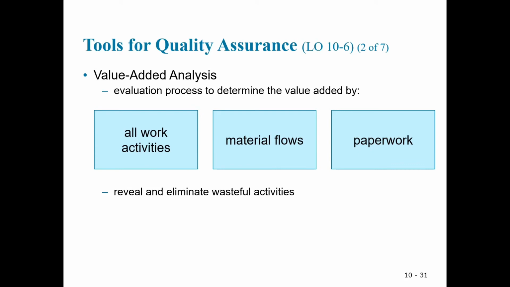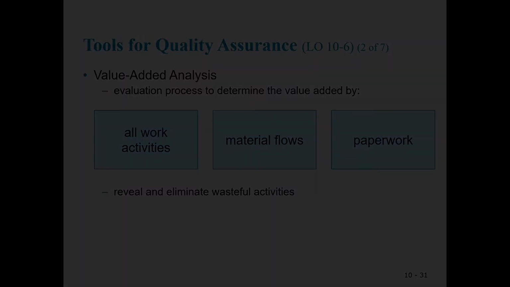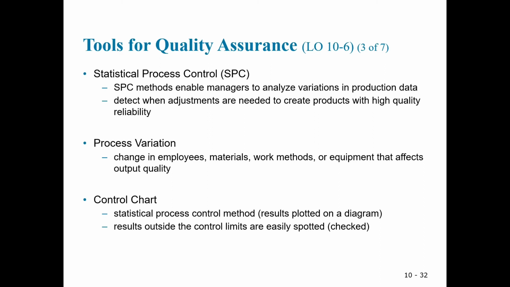2. Value-added analysis, the evaluation of all work activities, material flows, and paperwork to determine the value they add for customers. Wasteful or unnecessary activities can then be eliminated. 3. Statistical process control, techniques that allow managers to analyze variations in production data to detect when adjustments are needed. Process variation examines how changes in inputs, for example, employees, materials, affect output quality.